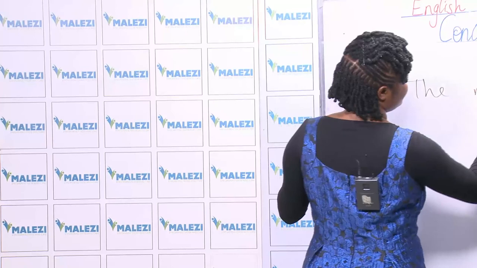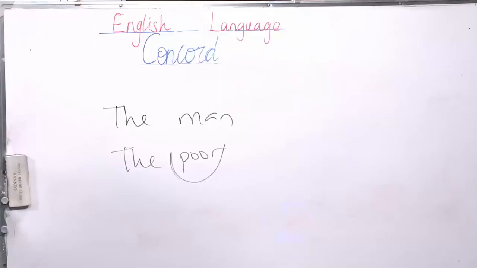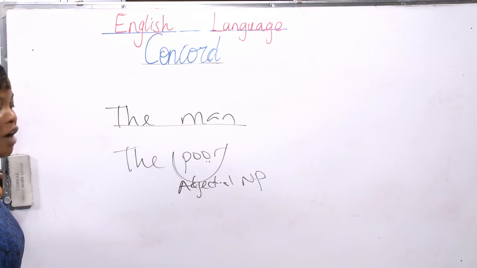Now, note the difference. This word poor is an adjective. So it can be poor, poorer, poorest. That is why this is referred to as an adjectival noun phrase. But in this case, this is not an adjectival noun phrase. This word man is a noun. So this is just simply a noun phrase.